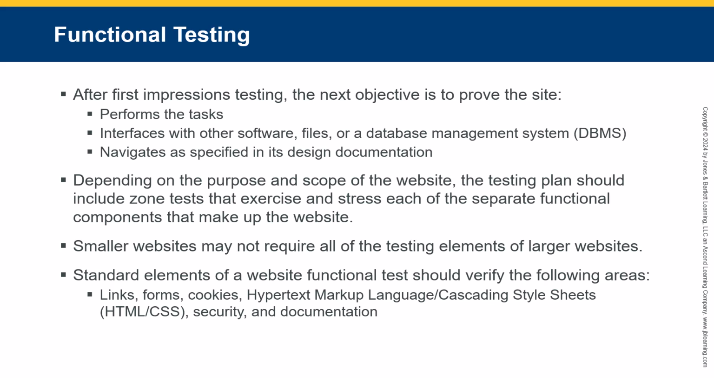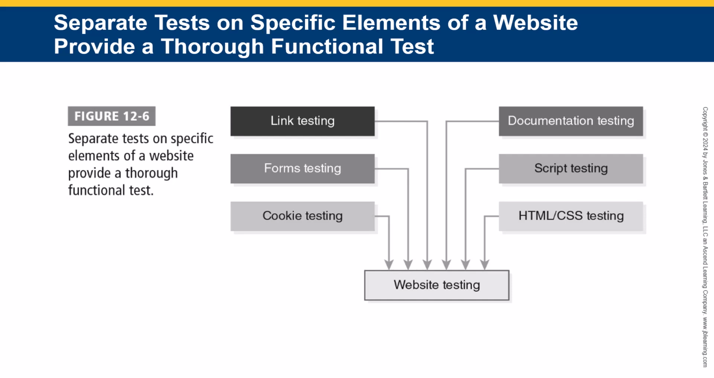Standard elements of website functionality testing should test the following areas: links, forms, cookies, HTML, security, documentation, link flowage, and that all of the web links are functional and not redirecting. Those are good first steps for functional testing. So one of the key things that I said was separate tests for functionality. So you need to perform link testing, form testing, cookie testing. They all need to be separate. And you need to be specific on the elements of the website you are testing.